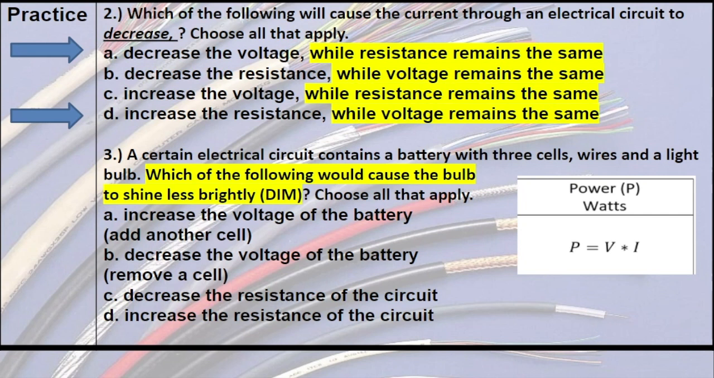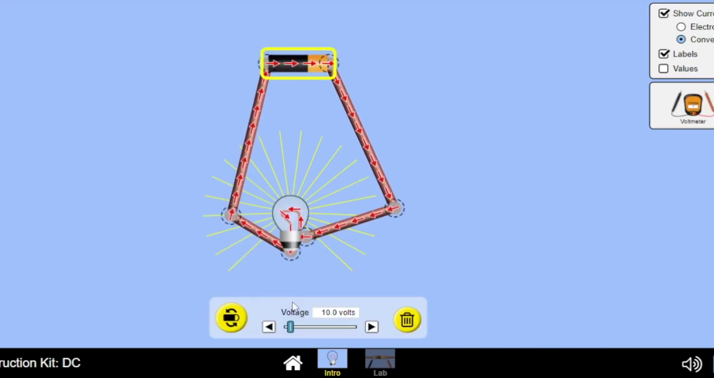Increasing the voltage of the battery. Well, if we look over to the right at our equation, power is equal to voltage times current. So increasing the voltage is going to increase the power, which means that that would actually make our light bulb more bright. So if we increase the voltage, let's see what happens to our brightness.